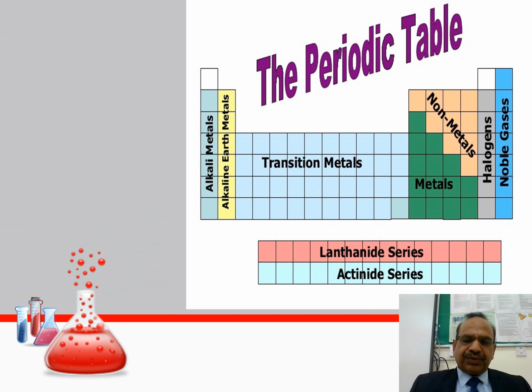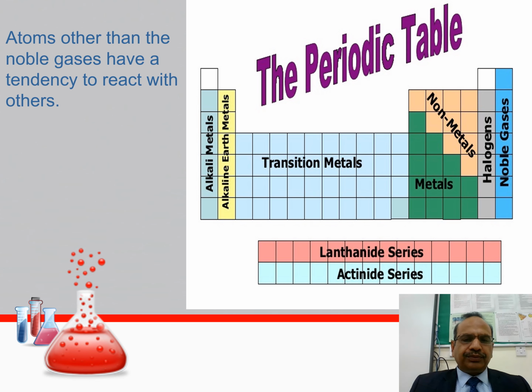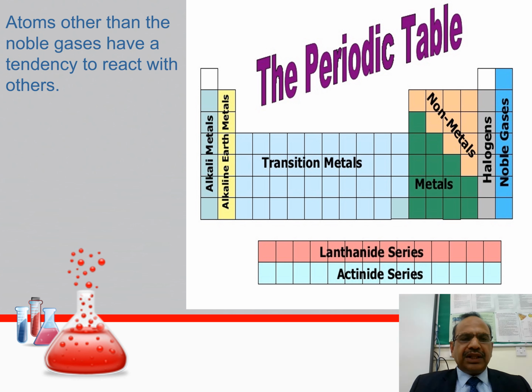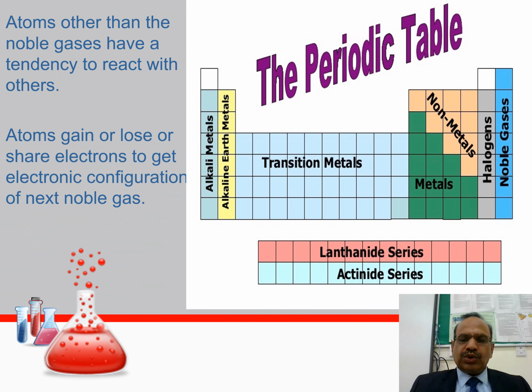Here our topic is why elements combine with one another. Atoms, other than the noble gases, have the tendency to react with one another. Why? Because they also want to get the electronic configuration of noble gases. They also want to become stable like noble gases. So in this regard, all the other elements try to gain electrons, lose electrons, or share electrons. The purpose is just to get the electronic configuration of noble gases.